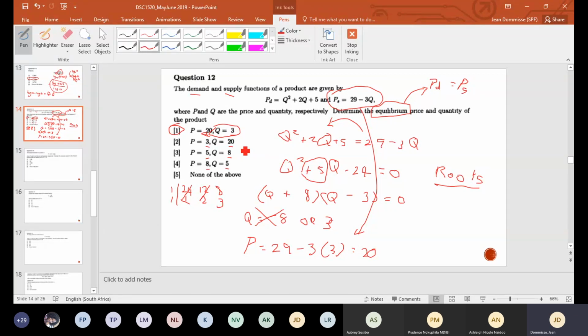So you could use another method there, but I think the one thing that we need to remember here is it doesn't matter what type of formula you have. We know at equilibrium the demand is equal to the supply. So whatever formula you have that represents the demand and that represents the supply, you can actually just say the one is equal to the other one, and then you solve it. Okay.